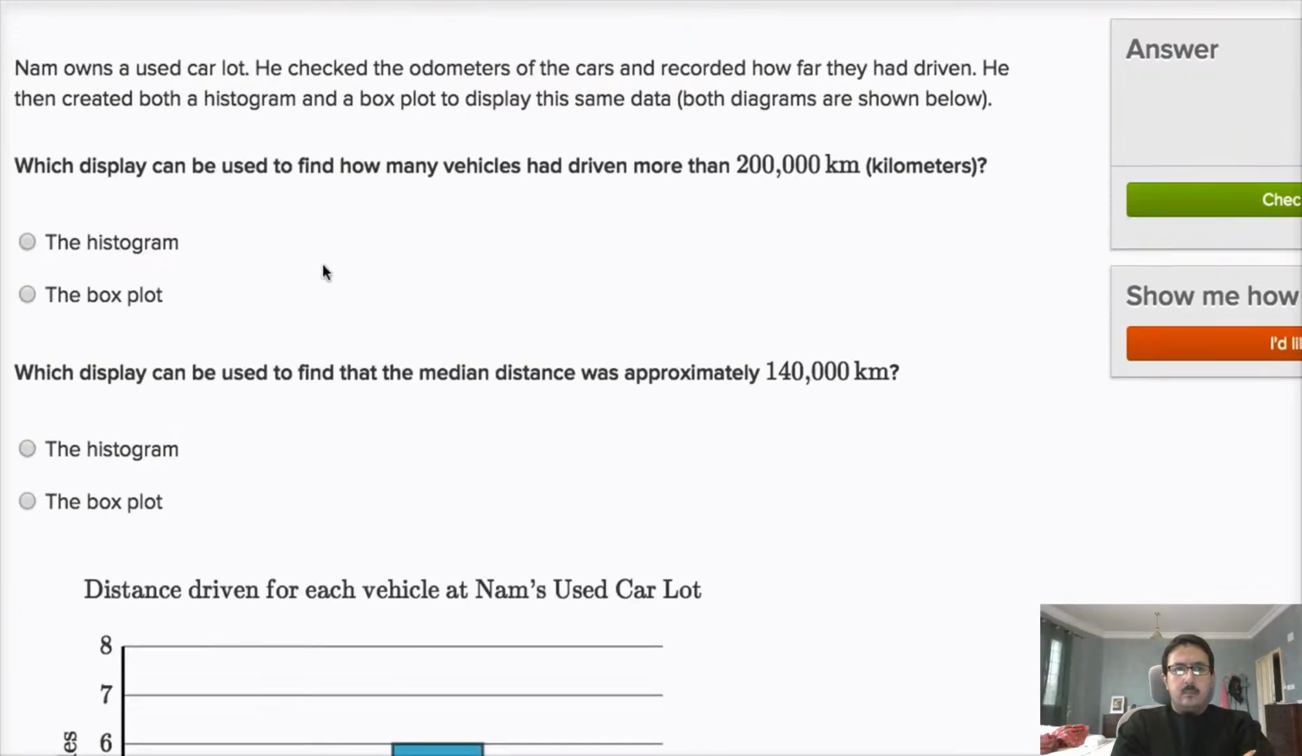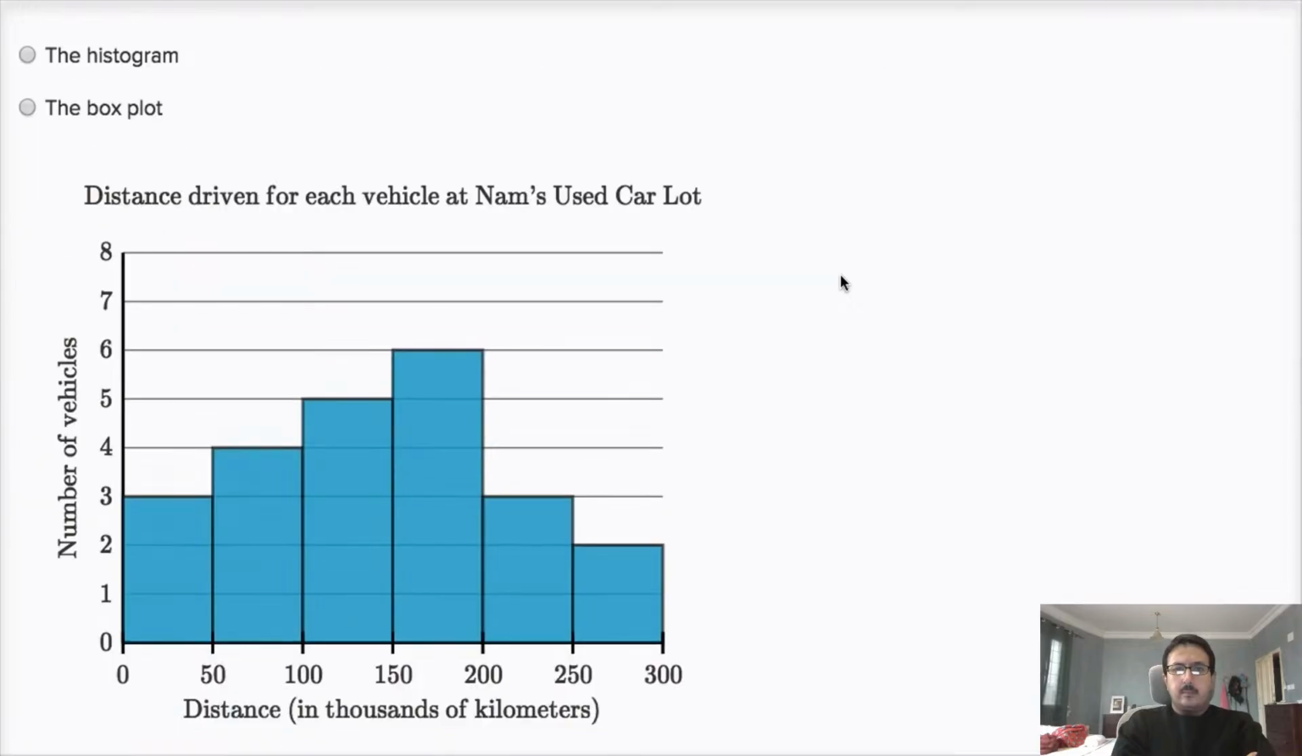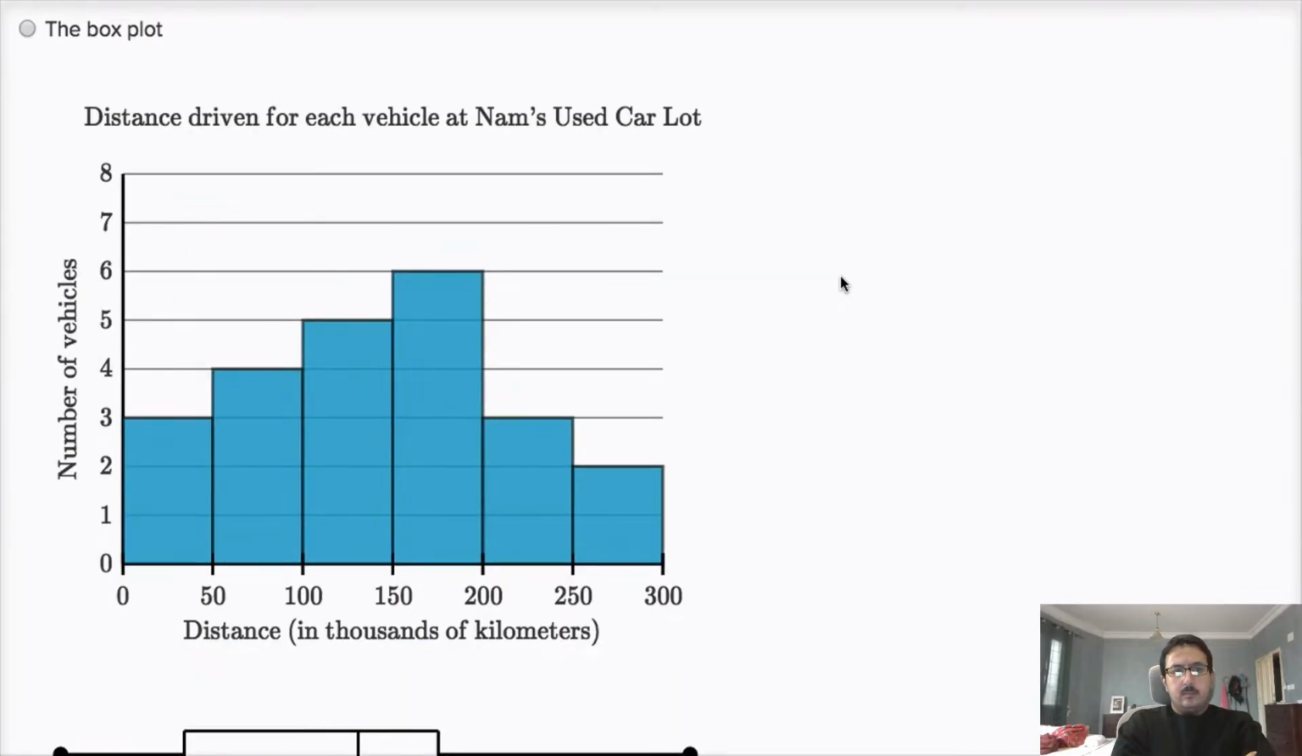Let's do a couple more of these. Nam owns a used car lot. He checked the odometers of the cars and recorded how far they had driven. He then created both a histogram and a box plot to display the same data. Both diagrams are shown below. Which display can be used to find how many vehicles had driven more than 200,000 kilometers? So how many vehicles had driven more than 200,000 kilometers?